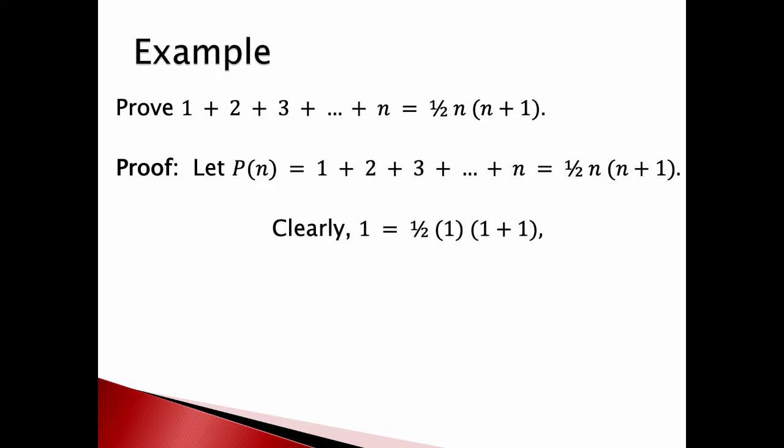So when I plug 1 into this formula, I would get 1. That's as far as my sum goes, right? On the left hand side. And on the right hand side, I'd get 1/2 times 1 times 1 plus 1. And lo and behold, that turns out to be 1. So the first domino gets knocked over. P of 1 is obviously true. So there we go. Step A in the proof by induction list is done.